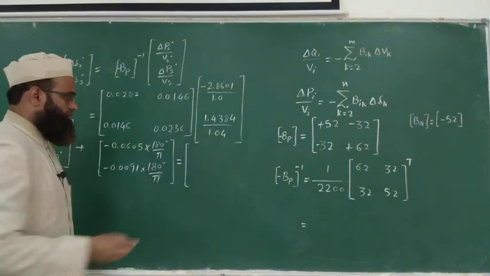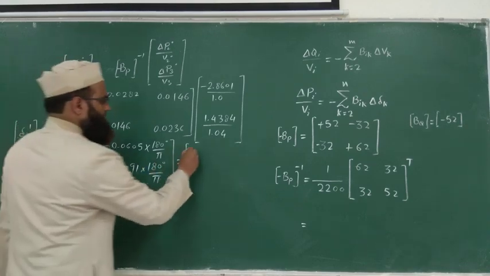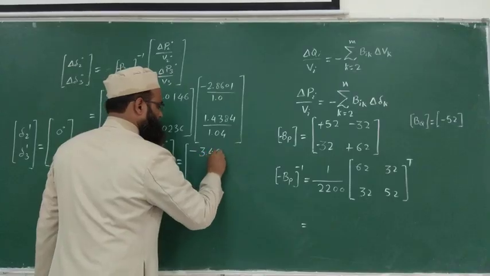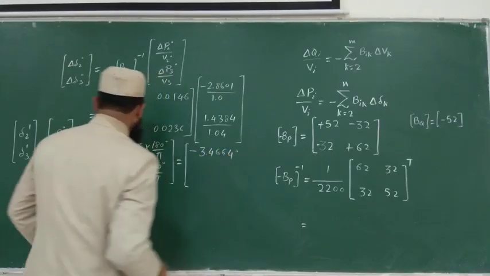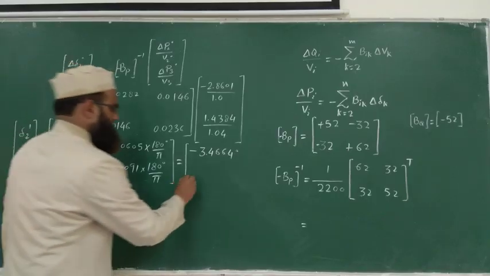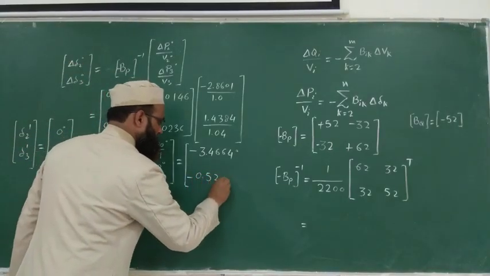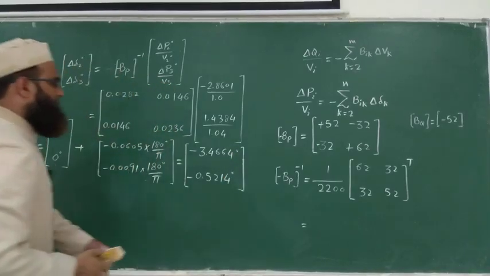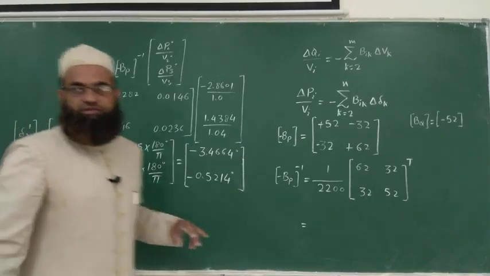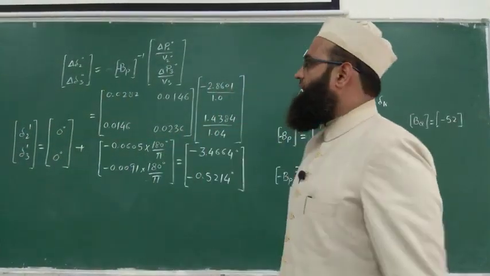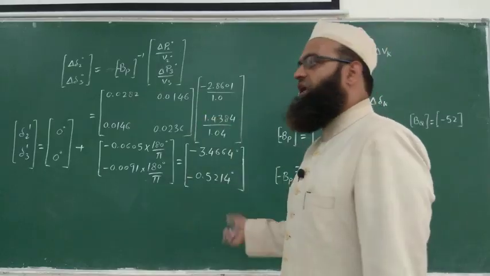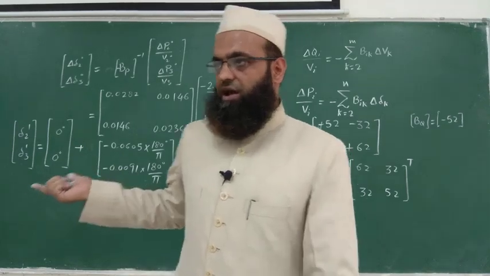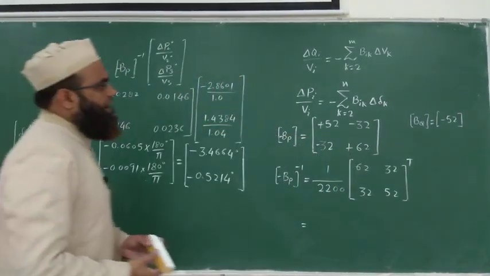How much? Sign is minus, right? Negative sign. 3.4664 degree. And what about delta 31? 0.5214 degree. So this way you have evaluated the two variables delta 2 and delta 3 at the end of first iteration of fast decoupled load flow method. So what about the other variables? Other variables are V3 and Q3.